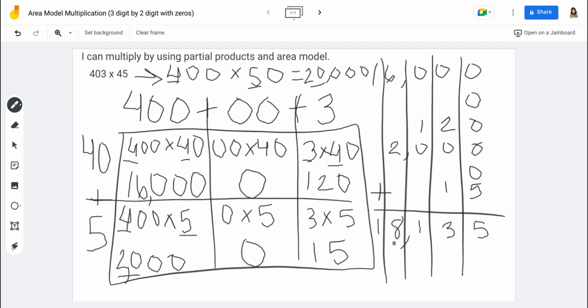Does that check out? Is it pretty close to 18,135? Yeah, it's pretty close. I would be worried if I had, like, say, just 135, right? But this is only off by a little bit, especially when we're working with such big numbers. Okay, so I'm going to call that good. And I checked my work. Very good.